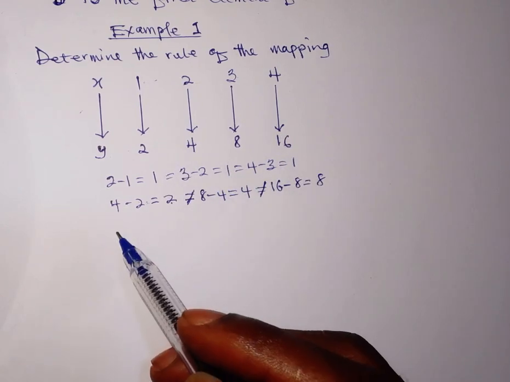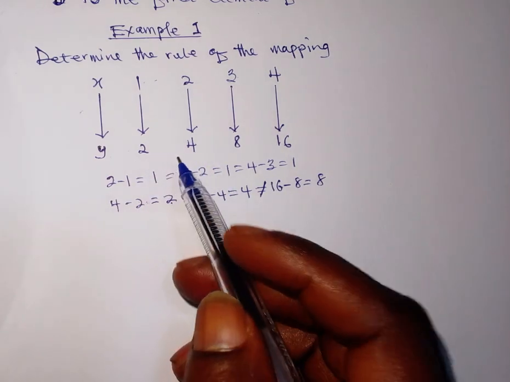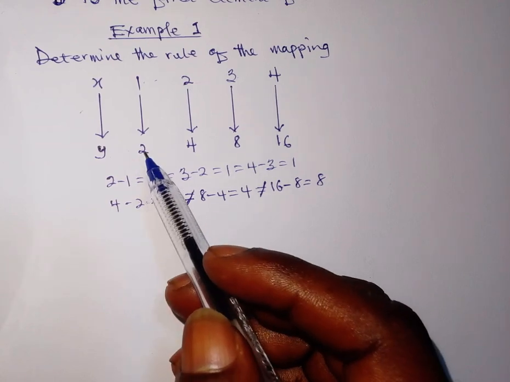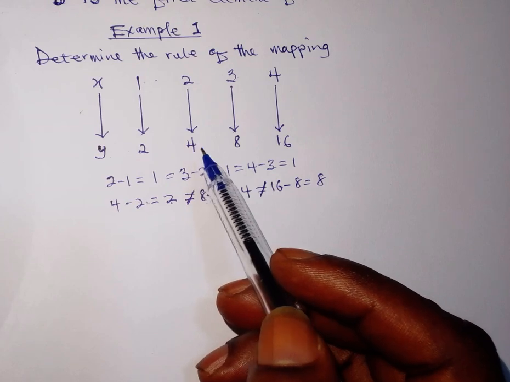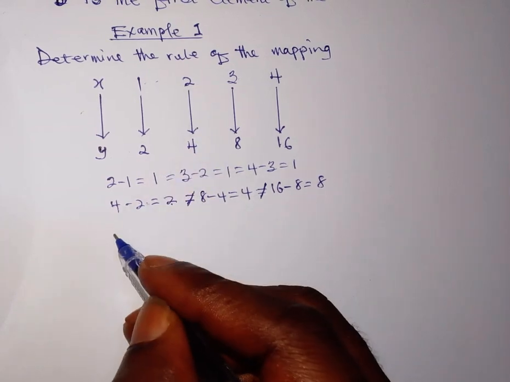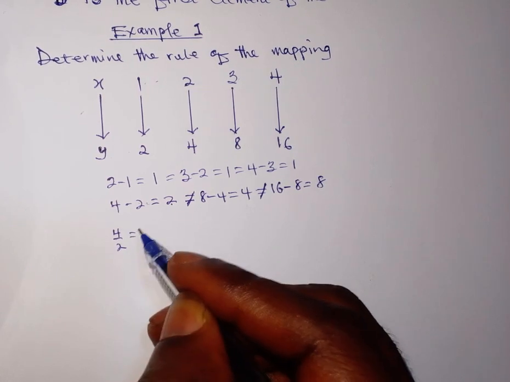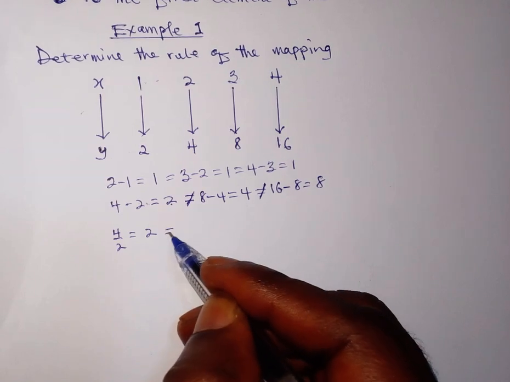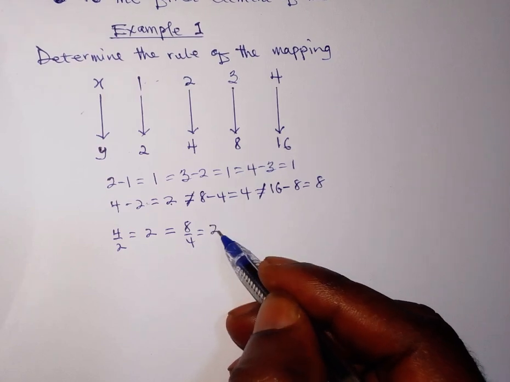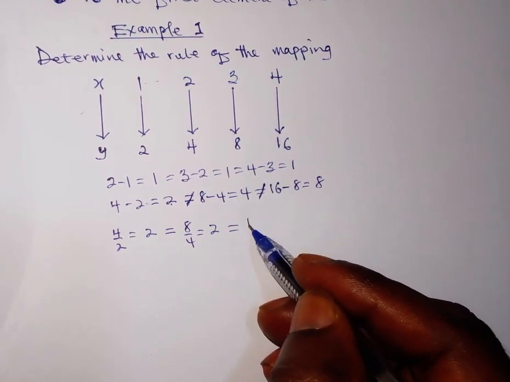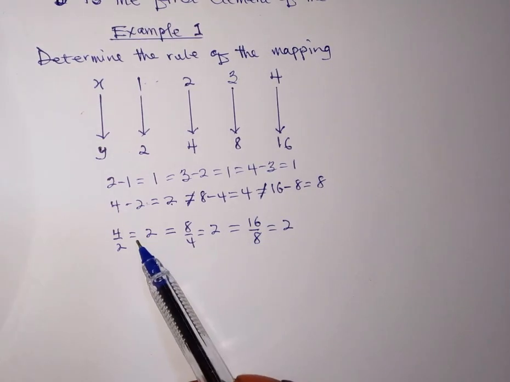Exponential mapping. So let's try and see if we find a common ratio. In finding a common ratio, what we mean is that we are going to divide each consecutive element by the other. So we shall divide 4 by 2, which will give us 2. Is it the same as when we divide 8 by 4? It's also going to give me 2. Is it also the same as when I divide 16 by 8? It's also going to give me 2.